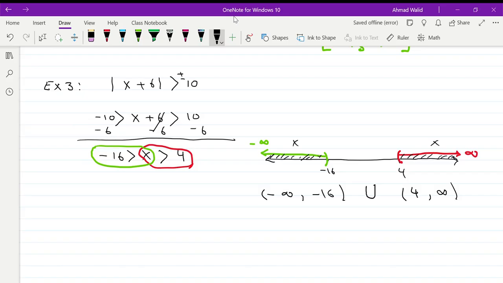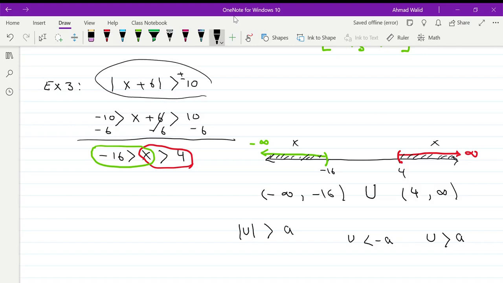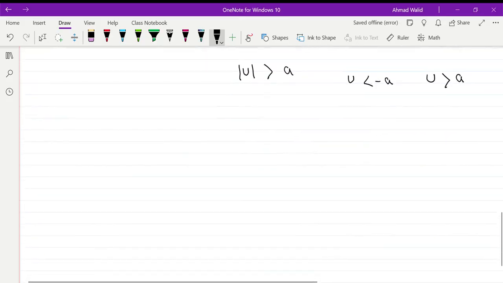Look, at the first, I told you the theorem: if you have absolute value of u greater than a, it can happen only and only when u is less than negative a or u is greater than a. You see the theorem here? How we did it? Correct? Let me do another example.